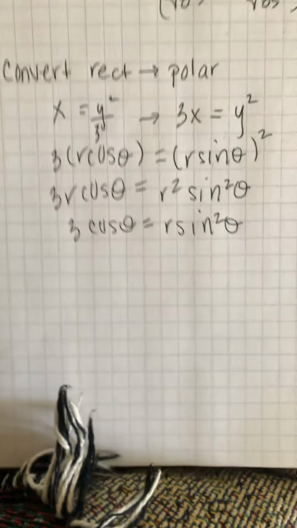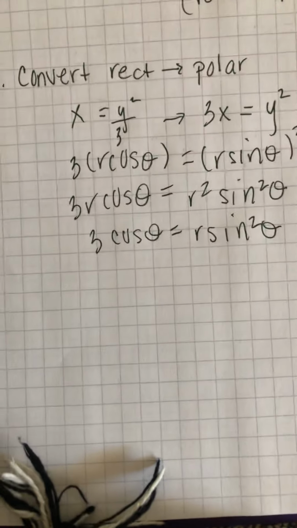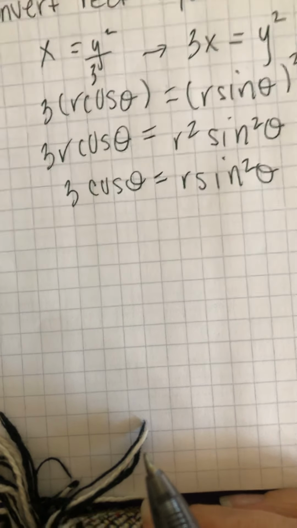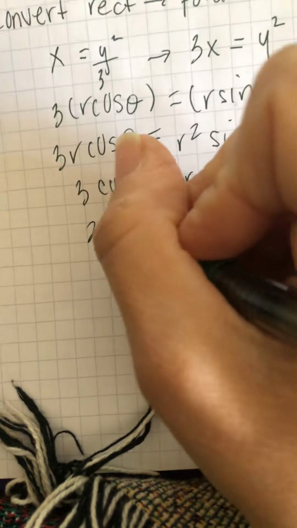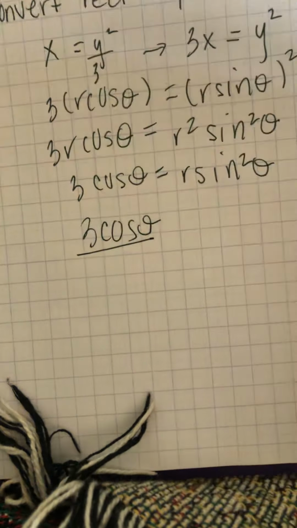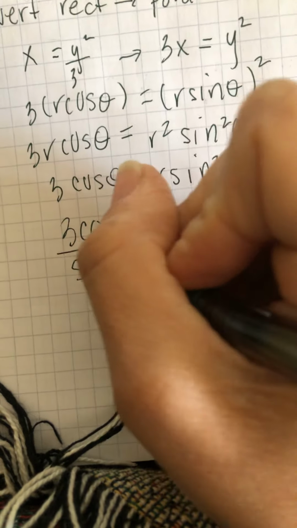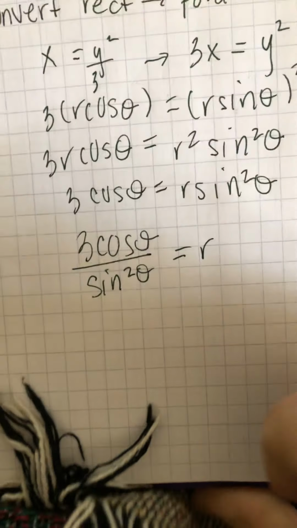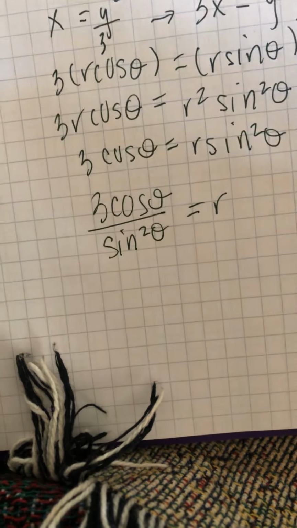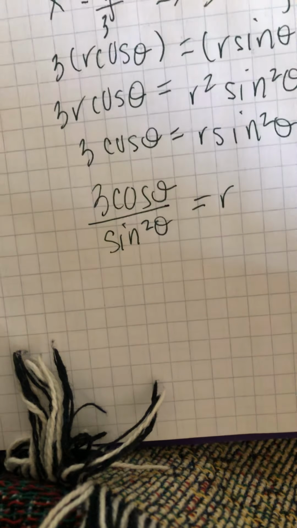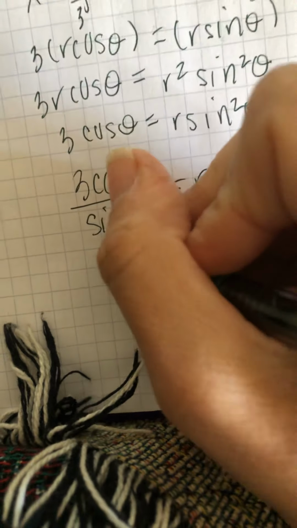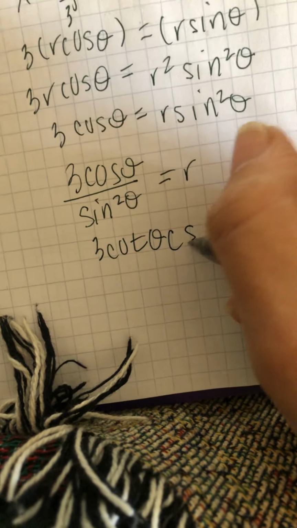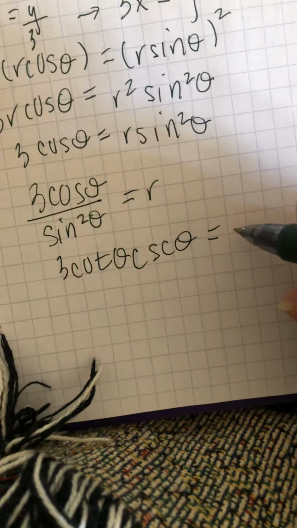So, I'm sorry, this is super shaky. So from here, generally, you want to isolate r, so I divided both sides by sine squared. So that gave me 3 cosine theta over sine squared theta equals r, and then you can use that cosine over sine is cotangent, and then you're left with 1 over sine, which is cosecant. So you end up with 3 cotangent theta cosecant theta equals r.